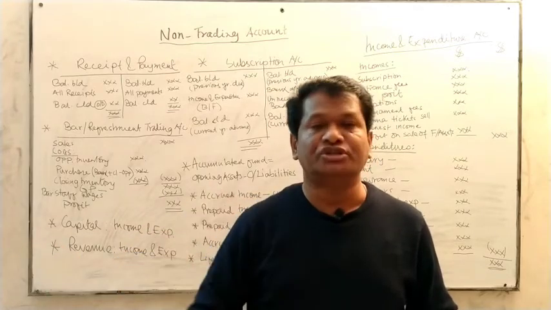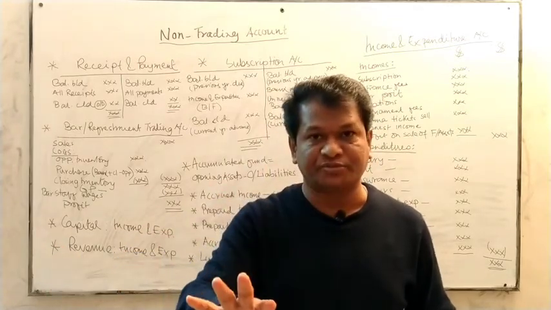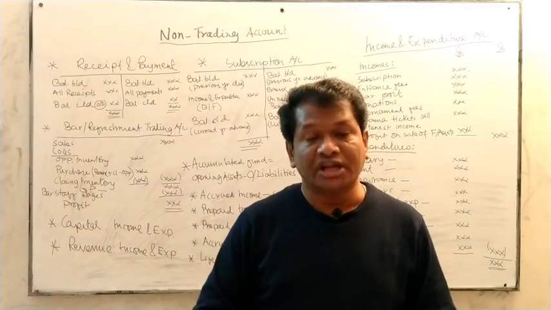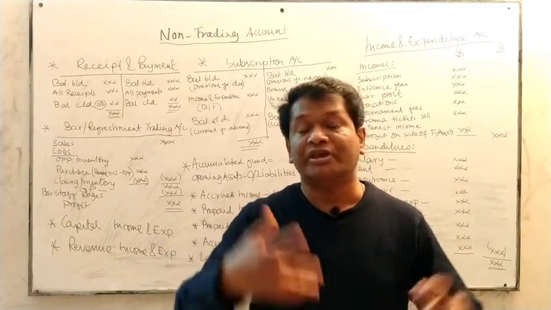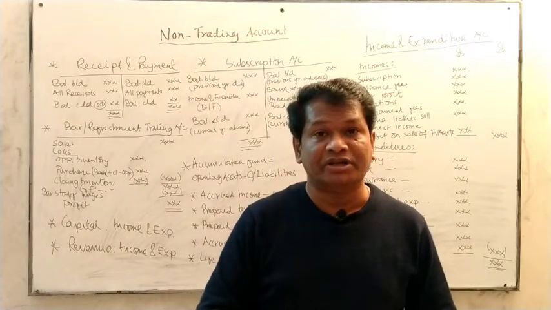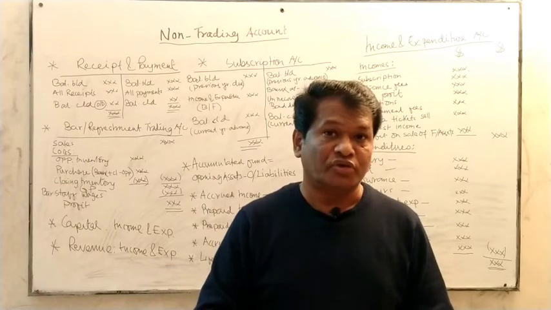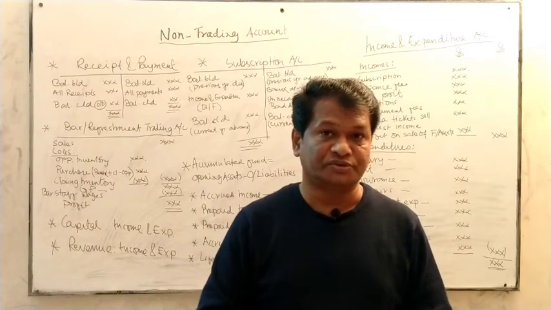If an expense is outstanding, that is to be added to that particular expense. And if an income item is still outstanding, that is to be added up. If some of the income item is received in advance, that is to be subtracted. These are the normal principles for preparing the income and expenditure accounts.